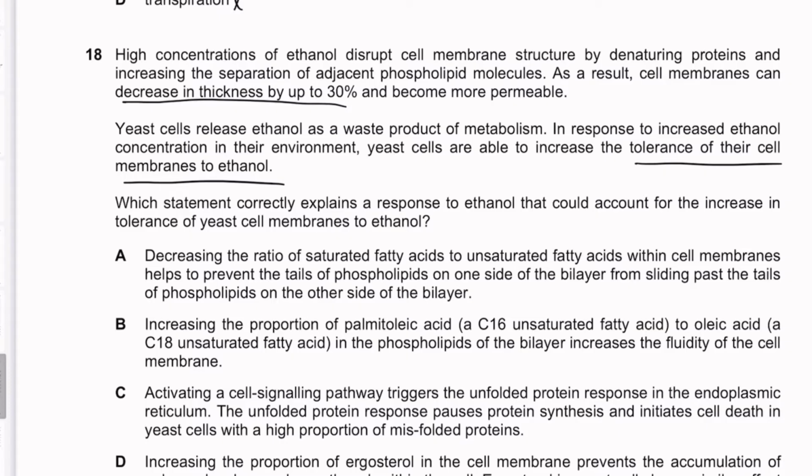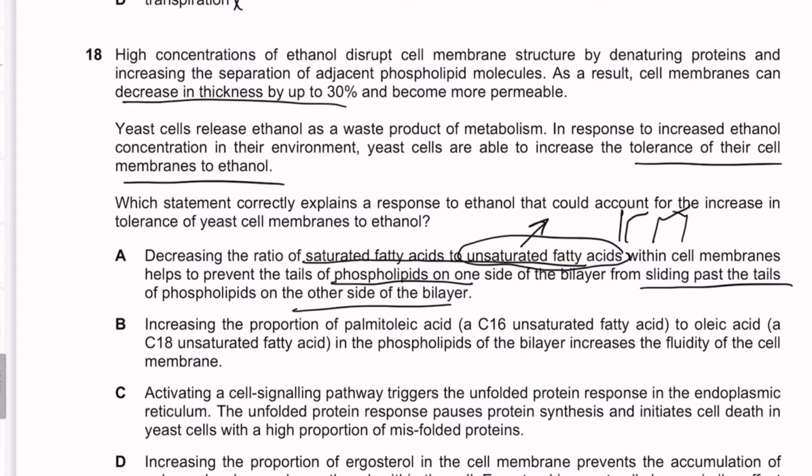So decreasing the ratio of saturated to unsaturated fatty acids within cell membranes helps prevent the tails of phospholipids on one side of the bilayer from sliding past the tails of the phospholipid on the other side of the bilayer. Okay, that's very interesting actually. If you decrease the ratio of saturated to unsaturated, that means you increase the number of unsaturated fatty acids, which is really important for increasing thickness because they do not pack up against each other because they have these different shapes. So they're arranged farther away from each other, which increases the membrane thickness.